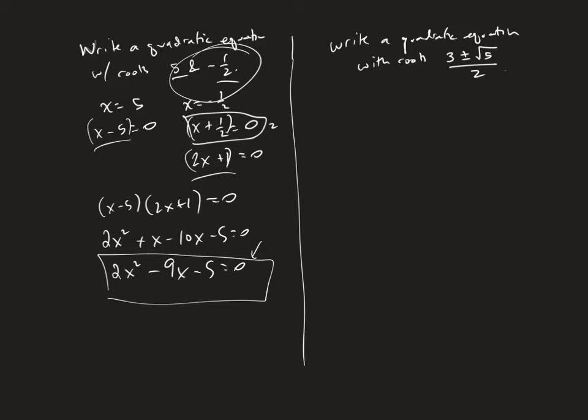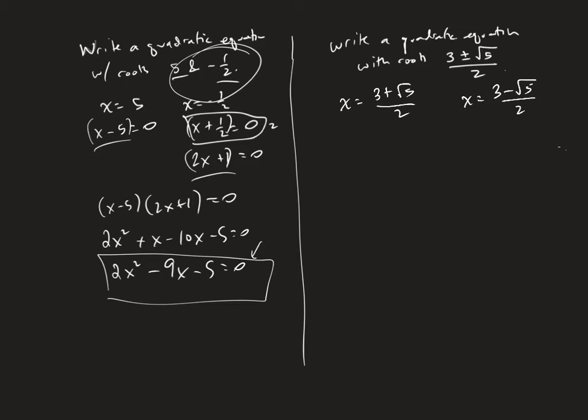All right, so the process again is to set x equal to each of the roots, find the factors by moving everything to the same side, multiply those factors together, and then write your answer. So here we go on the second one. 3 plus or minus the square root of 5 over 2. So if I take these two roots, one of them is 3 plus the square root of 5 over 2, and the other is 3 minus the square root of 5 over 2.